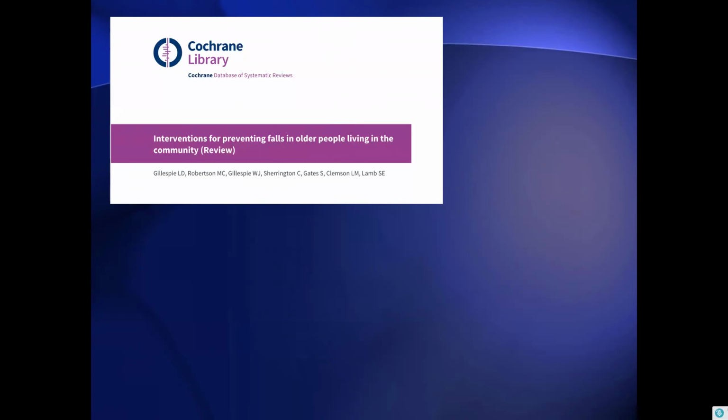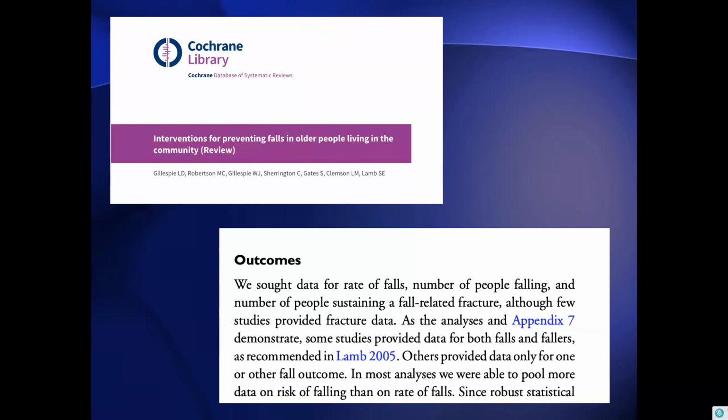One thing that the authors noted in the findings here is that we saw data for rate of falls, number of people falling, and number of people sustaining a fall, rate of fracture, although few studies provided fracture data. Those of you who are working clinically with older people will know that one of the major concerns you have associated with a fall is a potential fracture, because of the potential impact that can have on decreasing a person's independence, the care that's required, the impact on that person personally and socially, etc. So it's surprising, in my view, that these studies weren't providing fracture data.